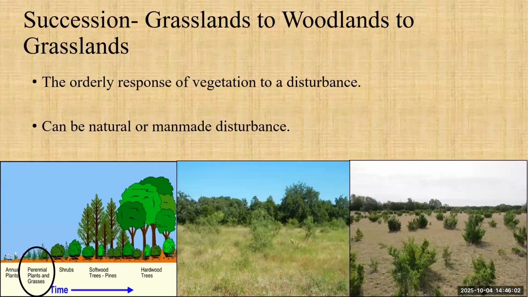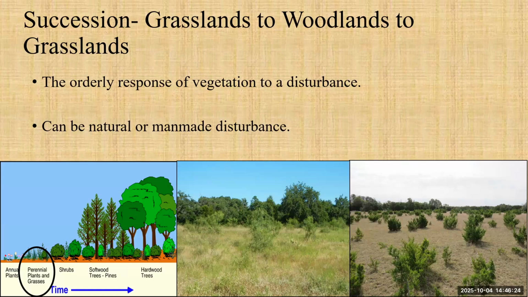So we talked about succession. So succession is kind of this continuum. Think bare ground to woods. Grasslands is kind of in the middle. Those disturbances that set succession back can be man-made, such as a bulldozer, or natural like wildfire.